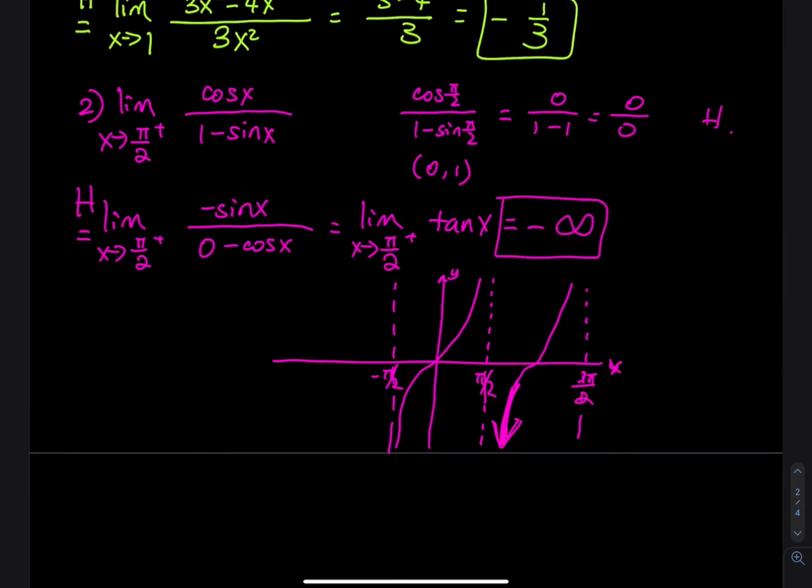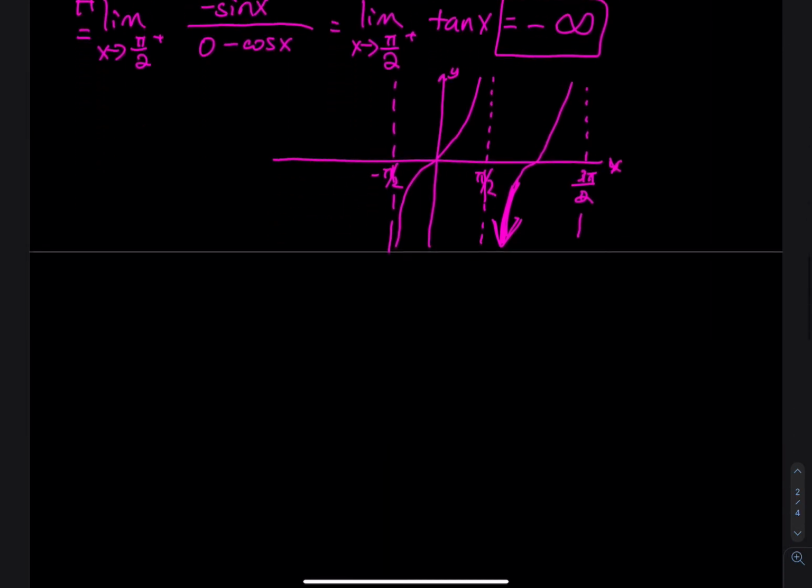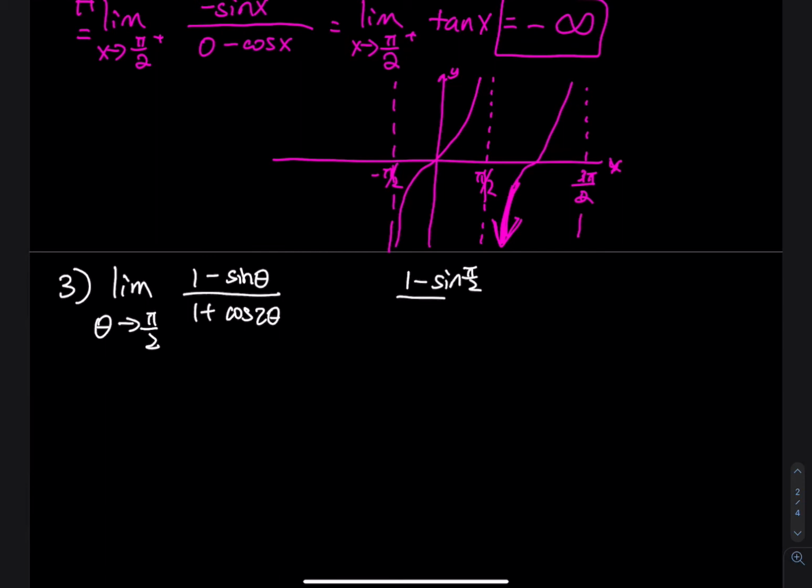All right. So moving on to number 3. Switch color again. Number 3. So we have the limit as theta approaches pi over 2 of 1 minus sine theta, divided by 1 plus cosine 2 theta. First we plug in pi over 2: 1 minus sine of pi over 2 divided by 1 plus cosine, 2 times pi over 2 is pi.